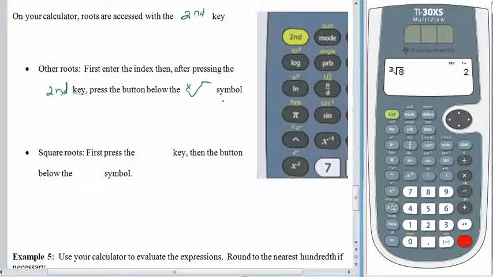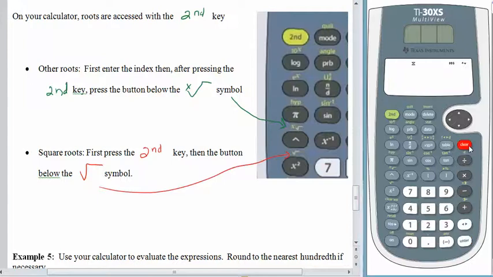And that is right here. All right, square roots have their own key, just like squaring had its own key, and they're right next to each other. Again, we have to start by pressing the second key, and then we need this one, which is right there. So we'll use the key right below it.